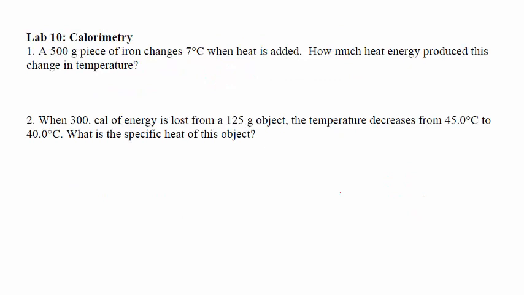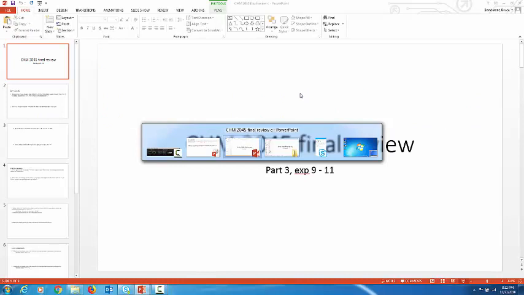Calorimetry. Calorimetry was lab 10, and here we have a piece of metal. A 500-gram piece of metal changes 7 degrees Celsius when heat is added. How much heat energy produced this change in temperature? The specific heat of iron, if I remember right, is 0.46 joule per gram Celsius. Double check it.